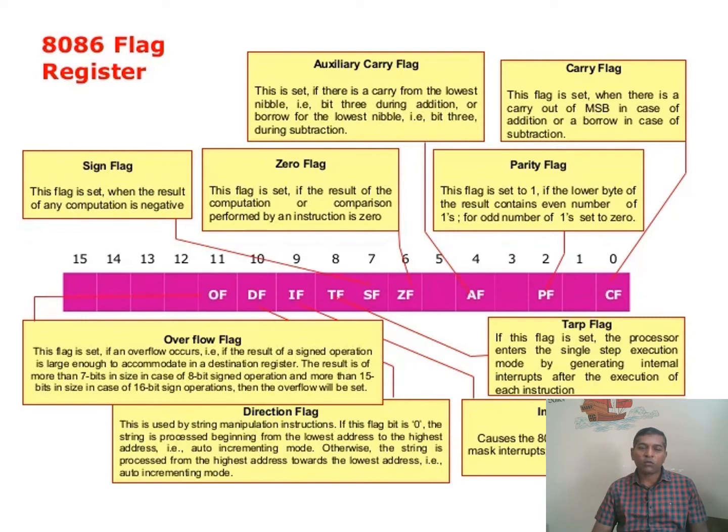Then we have the overflow flag. In this overflow flag, if the result of the operation is more than the available data size, then this flag will be set. It is like an 8-bit operation. If it is an 8-bit operation and the result is more than that, then the overflow flag will be set and the remaining data will be stored in some other register. So this is how the overflow flag is used.